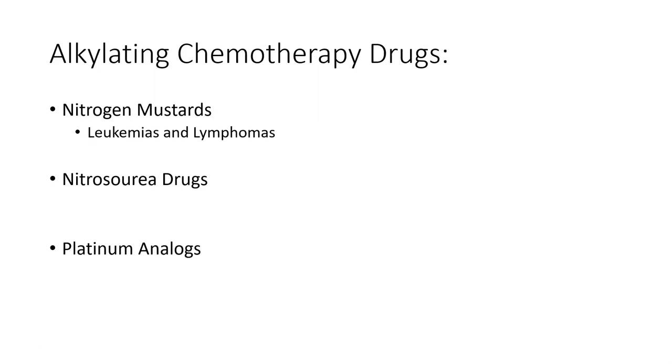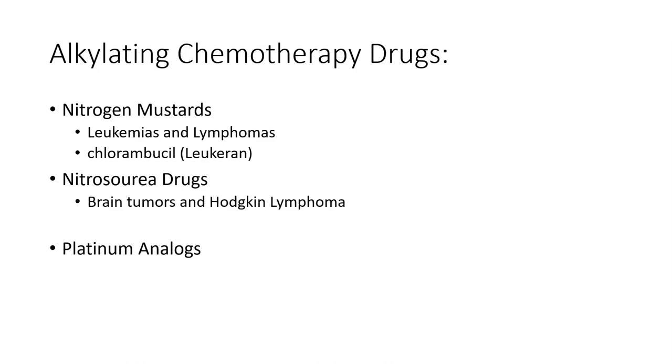So nitrogen mustards originated from actually mustard gas from World War I. These are effective in treating leukemias and lymphomas, which are considered to be diffuse tumors. These are types of blood cancers. And the prototype drug is chlorambucil, which is known by the brand name of Leukeran. The nitrosourea drugs are used to treat brain tumors as well as Hodgkin's lymphoma. And the prototype drug is lomustine, which is Gleostine.